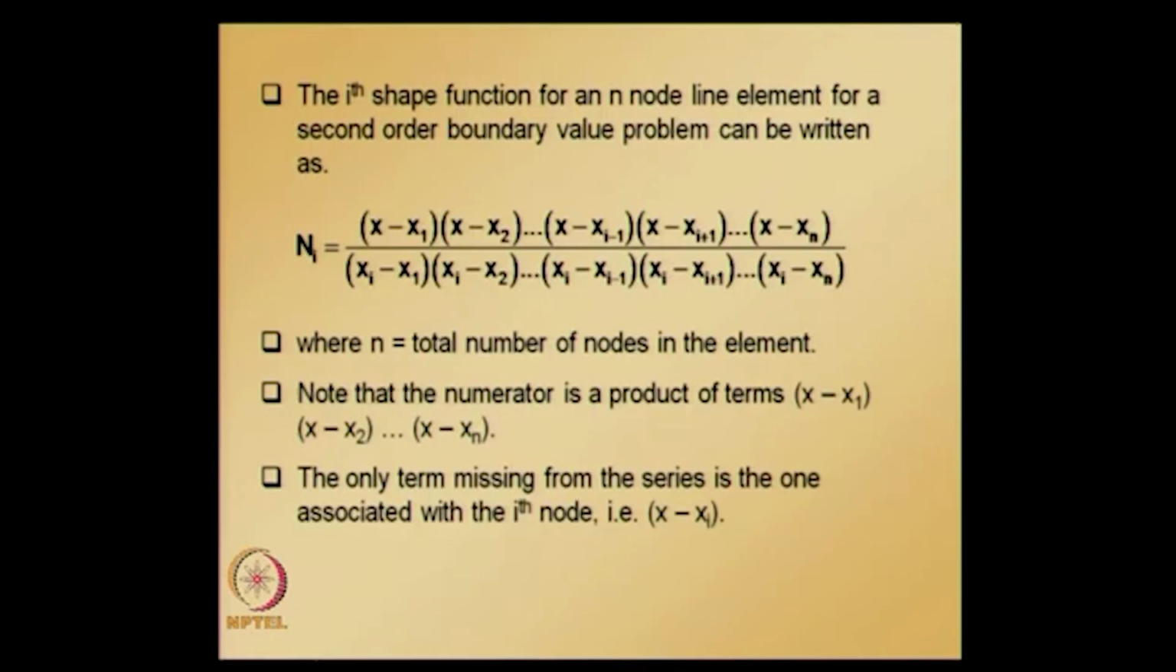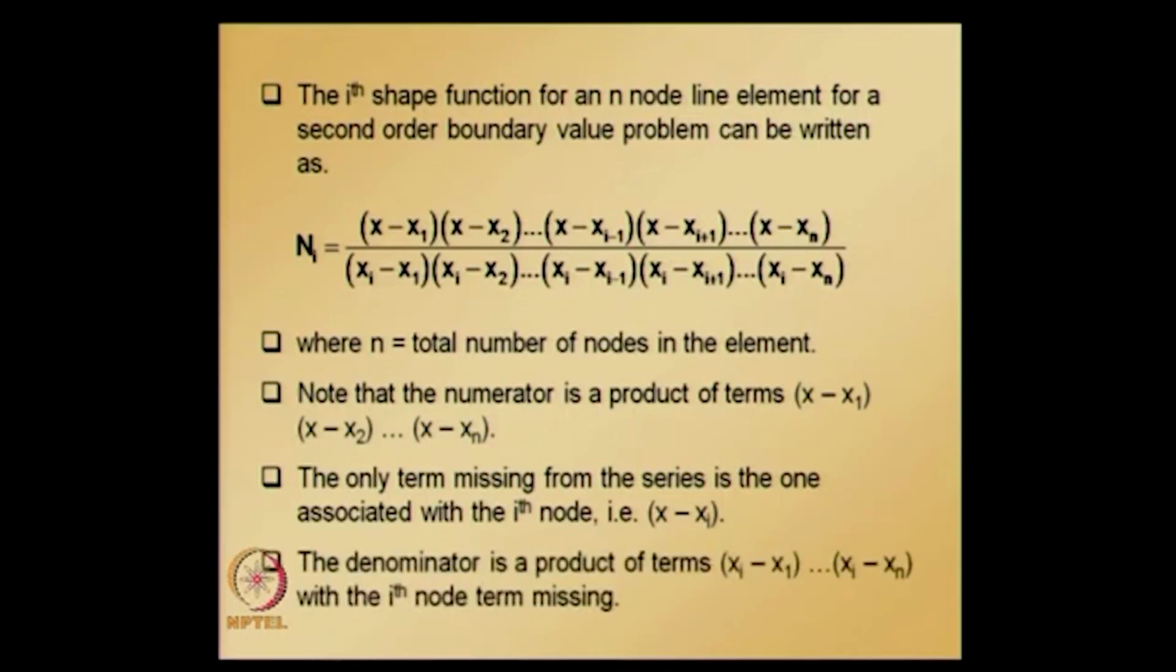And in the denominator is a product of terms, because we are writing the shape function for the ith node, xi minus x1, xi minus x2, dot dot, xi minus xn, with the ith node term, that is xi minus xi, missing. So, using this Lagrange interpolation formula we can write shape functions for any order element.